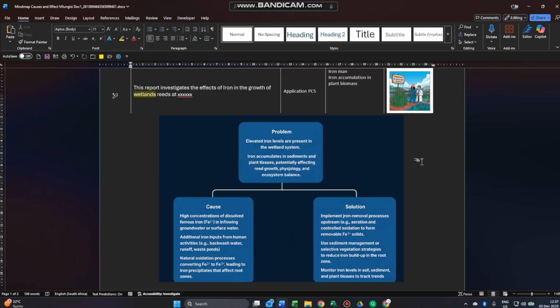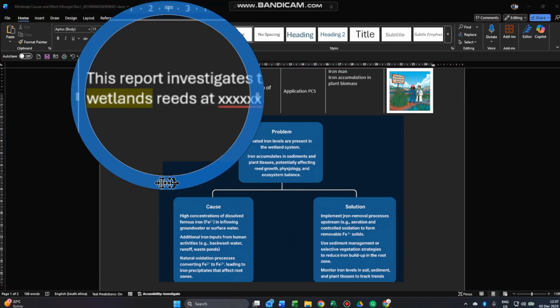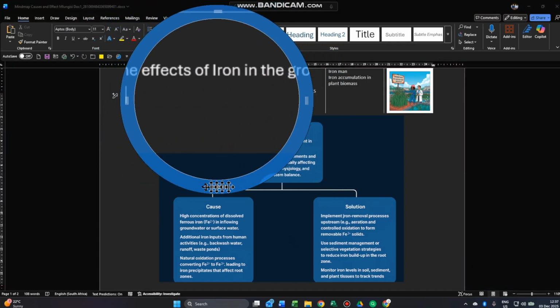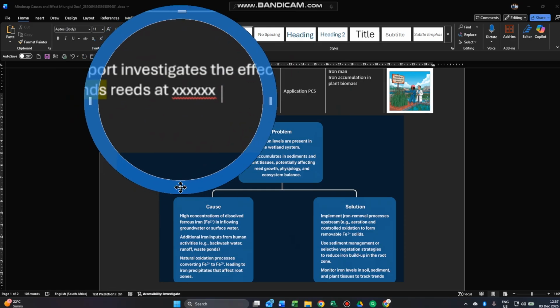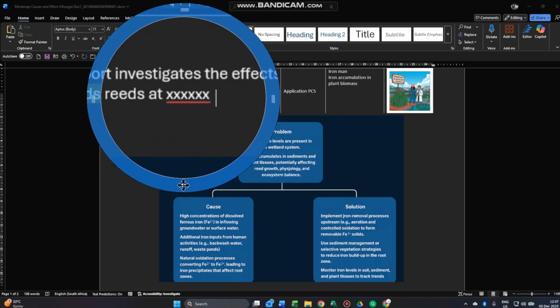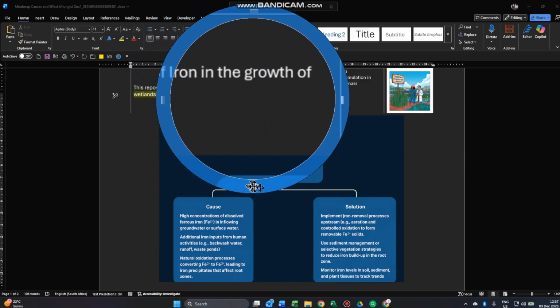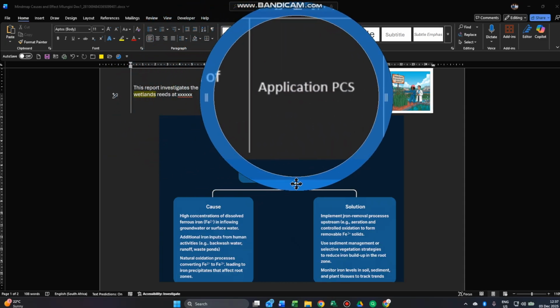Come up with a purpose statement for a particular report you have done, are doing, or could well do in the future. And this one group came up with this particular report. This report investigates the effects of iron in the growth of wetlands reeds at, and I'm going to keep the place private. We then decided, well, in terms of Bloom's taxonomy, this is an application, problem solving, and maybe the purpose statement could have included with recommendations for improvement.